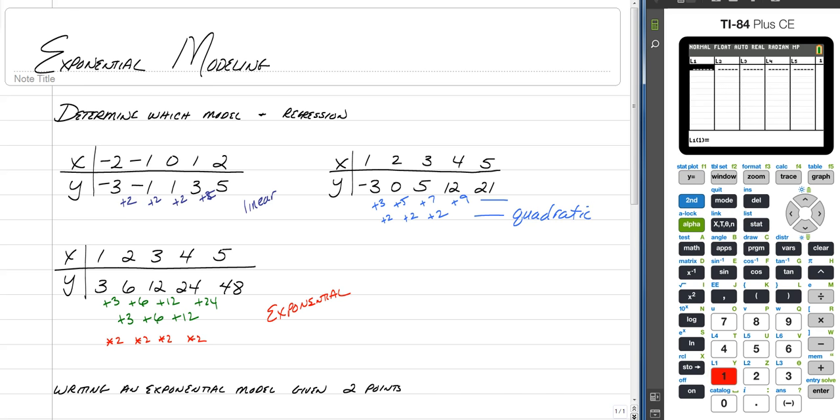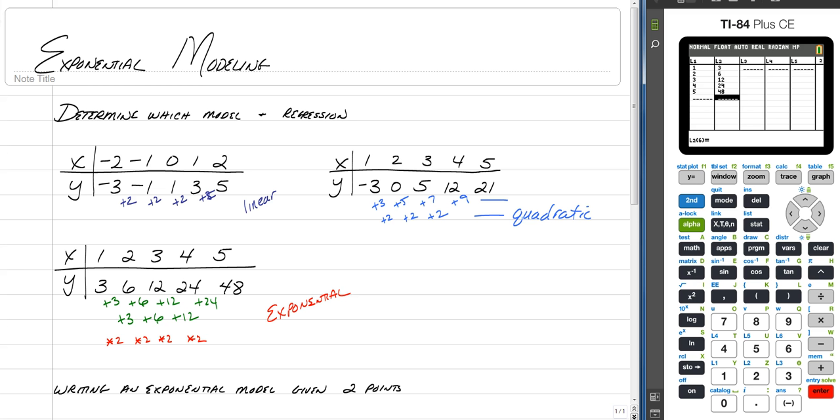Now remember, in L1, you type your x's, so we have 1, 2, 3, 4, 5. So we're just going to enter those into L1. And in L2, we are going to list our y values. So we have 3, 6, 12, 24, 48.